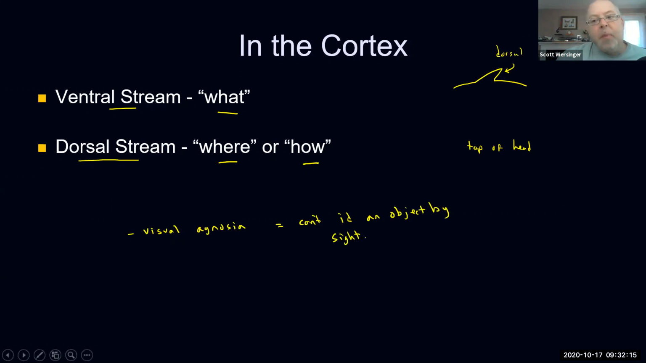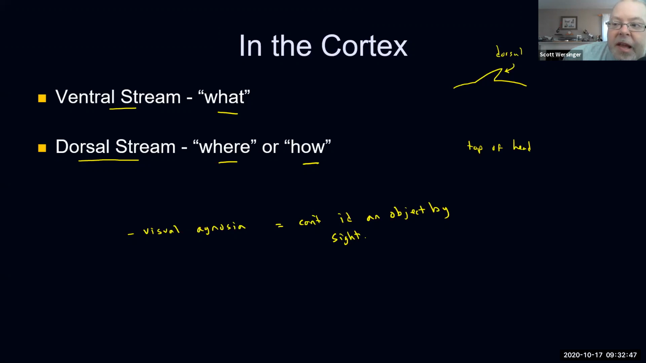So if I hold up a pen and ask you to identify it, you can do that. If a person has damage to their ventral stream, they can't. So I hold it up and I say, what is this? And they say, I don't know. If I hand a pen to them, though, and let them feel it, then they can identify it using tactile cues.